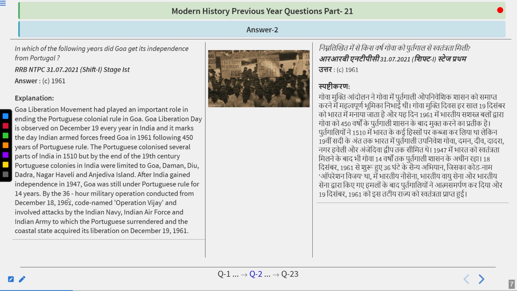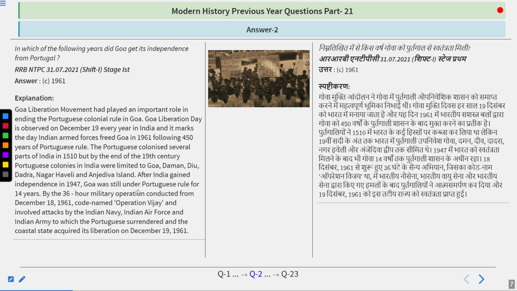It was liberated by a 36-hour military operation conducted from 18 December 1961, codenamed Operation Vijay. Remember the name of the operation: Operation Vijay. It involved attacks by the Indian Navy, Indian Air Force, and Indian Army, to which the Portuguese surrendered, and the coastal state acquired its liberation on 19 December 1961. So do remember the answer is 1961.